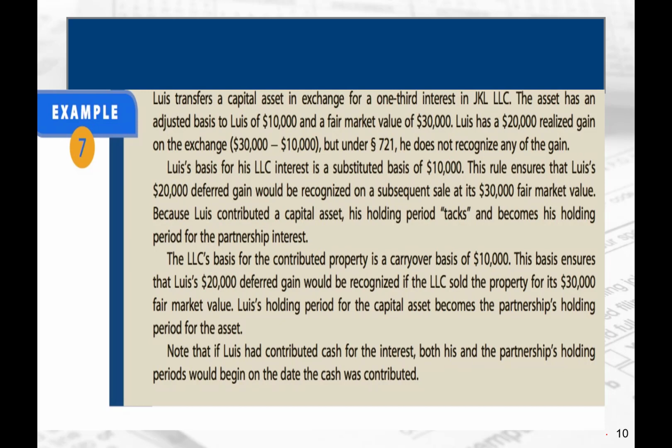Okay. The partnership's basis for the contributed capital is the carryover basis of $10,000. This basis ensures that Luis's $20,000 deferred gain will be recognized if the LLC sold the property for its $30,000 fair value. Then the partnership would have a basis of 10. There'd be a $20,000 gain. That $20,000 gain, what's going to happen? It is going to be distributed to the partners.